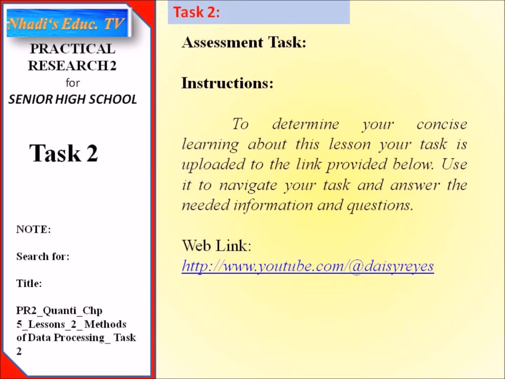For your assessment task, here is your instruction. To determine your understanding and learning about this lesson, your task is uploaded to the link provided below. Use it to navigate your task and answer the needed information and questions. Just be reminded that the title under this link is PR2 Quanti Chapter 5 Lesson 2 Methods of Data Processing Task 2. Just follow this link.